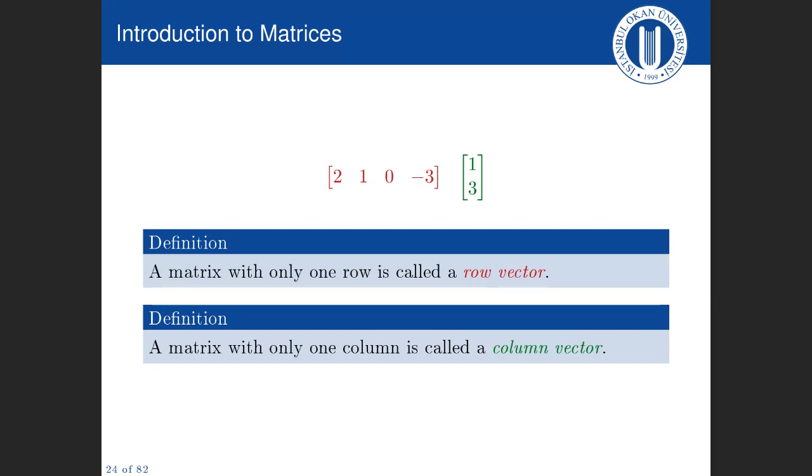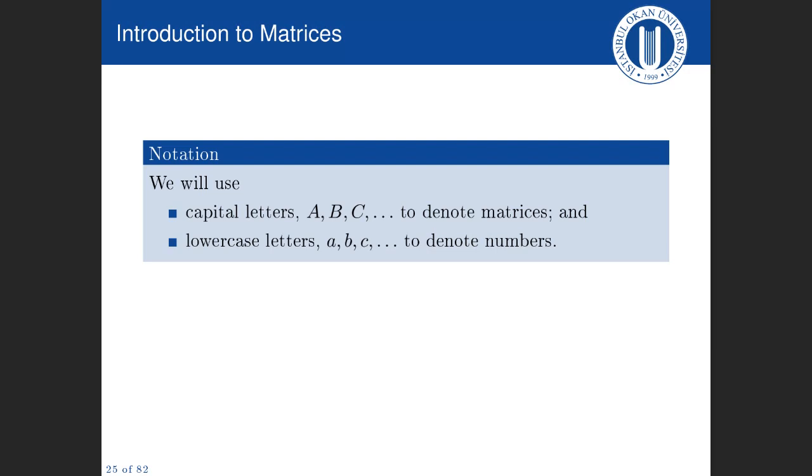A matrix with only 1 row is called a row vector. A matrix with only 1 column is called a column vector. Typically, we're going to use capital letters, capital A, capital B, capital C, etc., to denote matrices, and we're going to be using lowercase letters, small a, small b, small c, etc., to denote numbers.